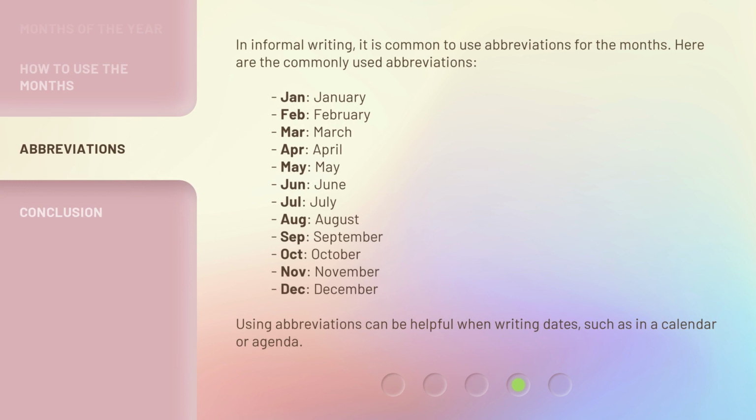In informal writing, it is common to use abbreviations for the months. Here are the commonly used abbreviations: January, February, March, April, May, June, July, August, September, October, November, December. Using abbreviations can be helpful when writing dates, such as in a calendar or agenda.